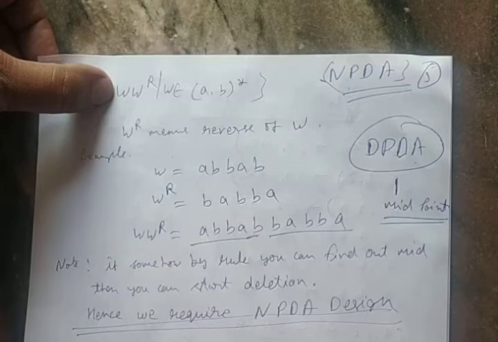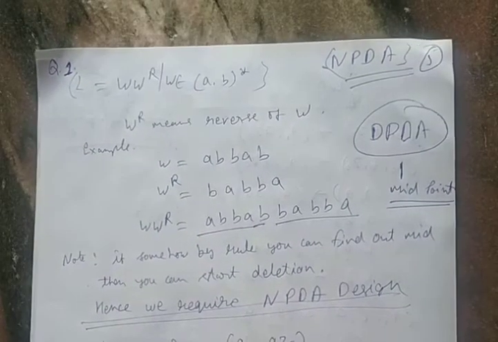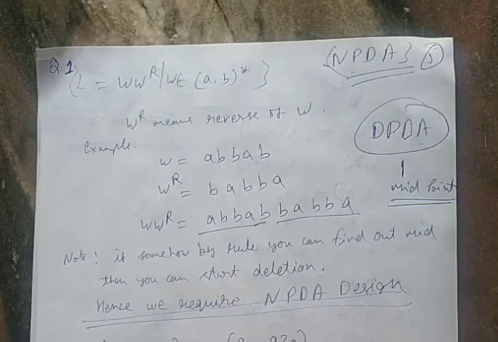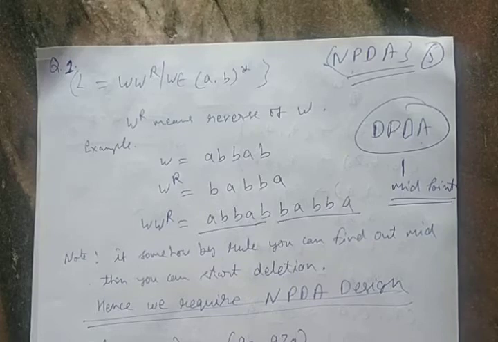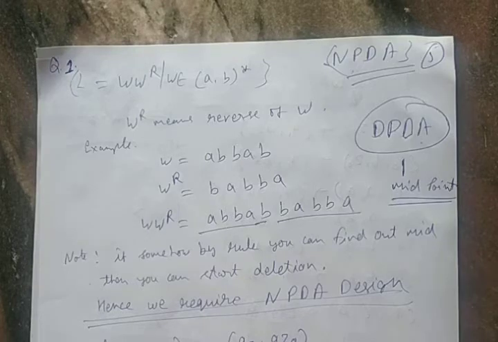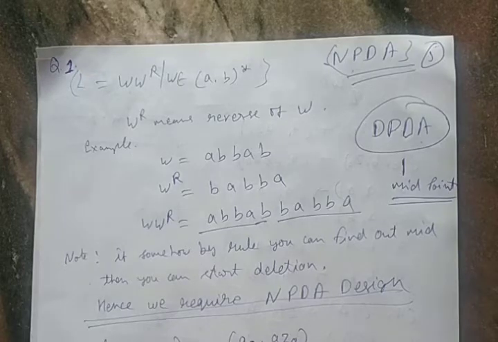Now please notice one more thing. As we have done in finite automata, every non-deterministic finite automata can be converted into a deterministic finite automata. This is not true in terms of PDA. It's not necessary that every non-deterministic push-down automata can be converted into a deterministic push-down automata. So the power of NPDA is not equal to the power of DPDA. NPDA has more power than DPDA. So be careful, both are not equal, and you cannot convert every NPDA into DPDA.